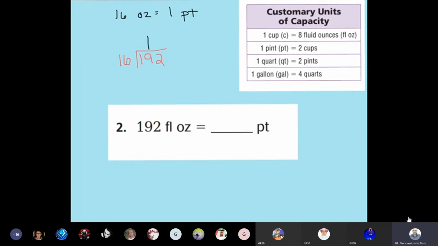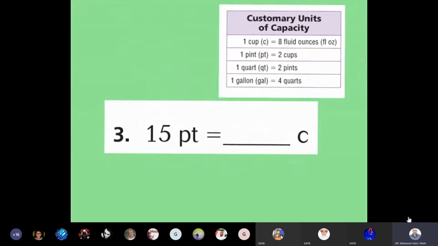There's my division step. 1 times 16 is 16. Now we're going to subtract and have 3 tens left over and bring down our 2 ones. Now we have 32 ones. If I have 32 ones and I have 16 groups, I know that I can put 2 in each group. 2 times 6 is 12, and 2 times 1 ten is 2 tens, plus 1 more is 3 tens. Therefore, we have 0 left over. So I would say that 192 ounces equals 12 pints.